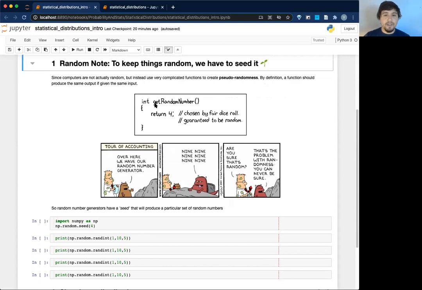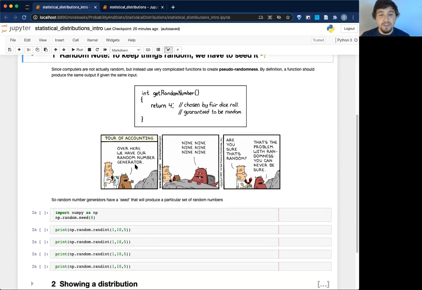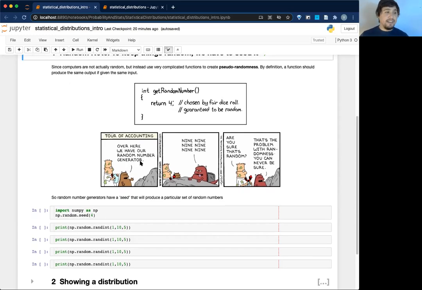So here I showed a couple of pictures: get a random number, return four. If you got a four from a random number generator, would you know it's actually random? I mean, you don't really know, right? Not until you maybe try it multiple times. Same thing right here in this little random number generator where it gives 9999. Very, very unlikely, but technically it could be random and it'd be perfectly fine.